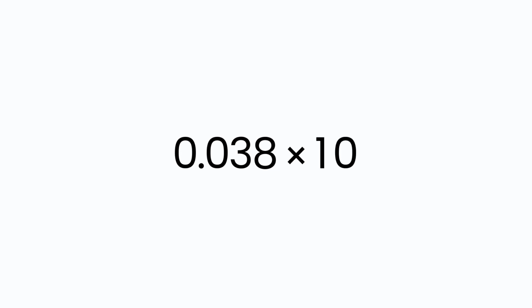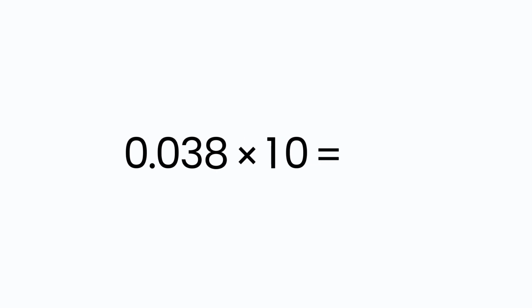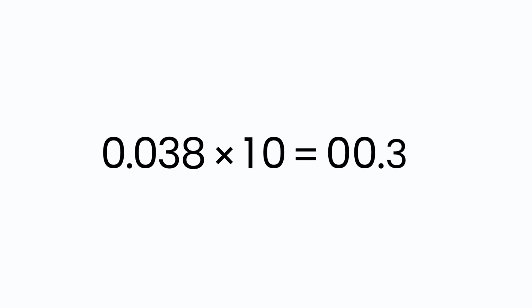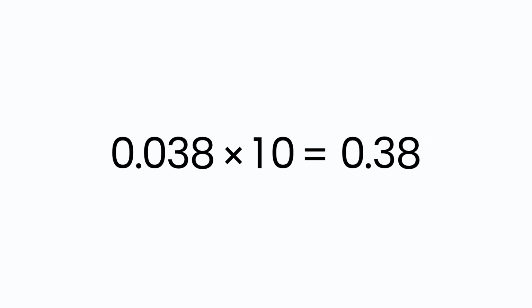The second example is 0.038 times 10. In this case, you have a decimal point you can move. So 0.038 times 10 equals 00.38, which is equal to 0.38.